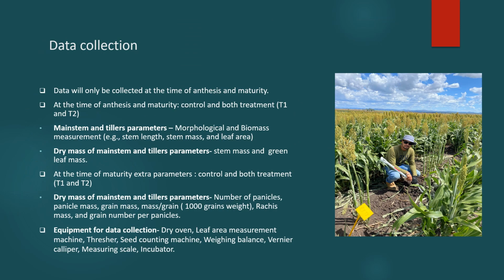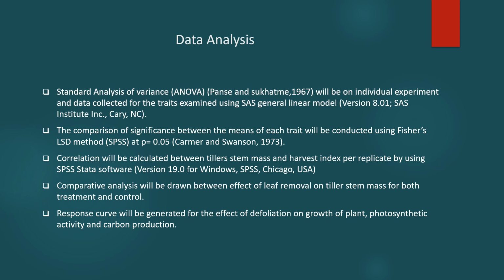In the overall experiment, both field trial and glasshouse trial crop data are collected only at the time of anthesis and maturity. Morphological and biomass parameters, and related traits linked to carbon remobilization, will be considered between main stem and tillers. For example, stem length, stem diameter, leaf area, and leaf mass, etc. Traits linked to yield are only collected at the time of maturity, which are panicle numbers, panicle mass, and grain numbers per panicle. Statistical analysis.